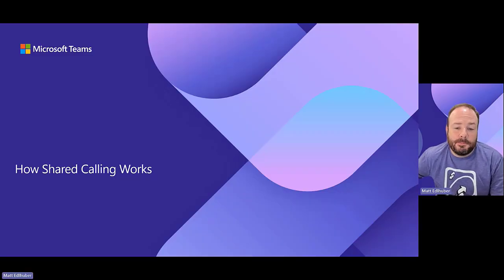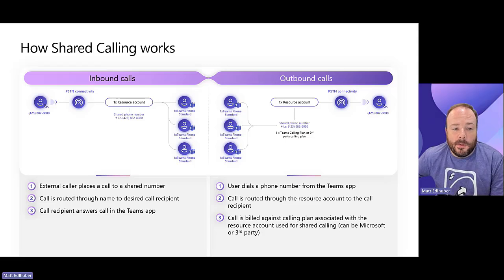So how does it work? When we look at this experience, right, let's say I pick up my iPhone, I call a PSTN number, the shared number in this case. Ultimately, on the Teams service side, that number is going to be mapped to a Teams resource account with that shared number assigned. And the way the feature is designed, this would typically be associated with an auto attendant with the dial by name experience enabled.